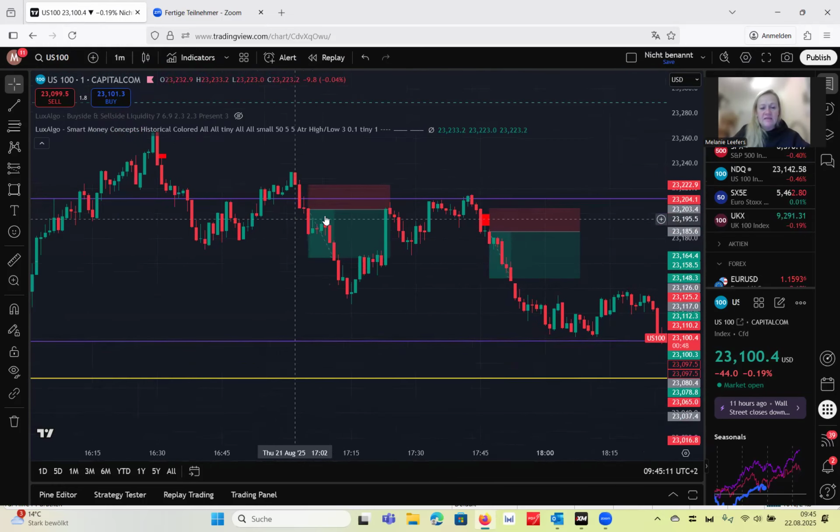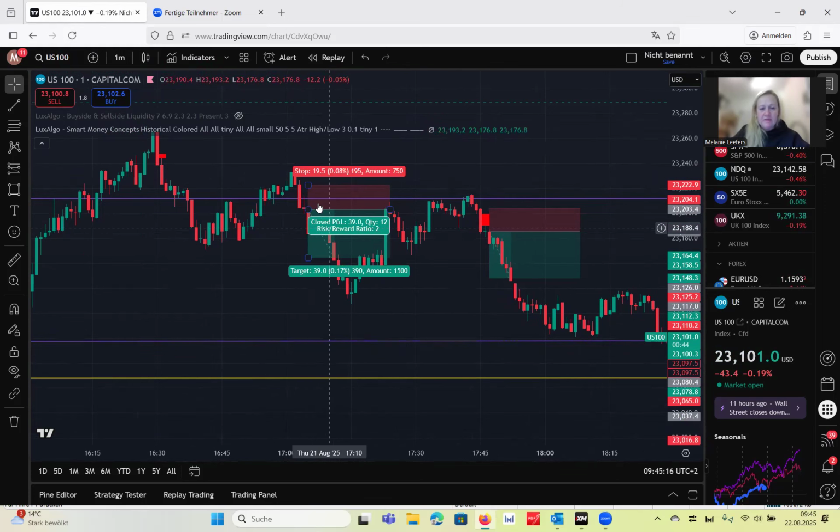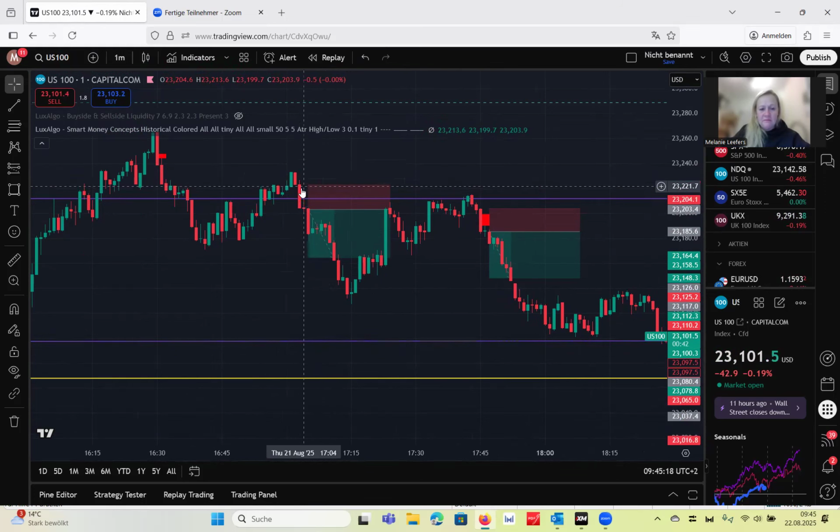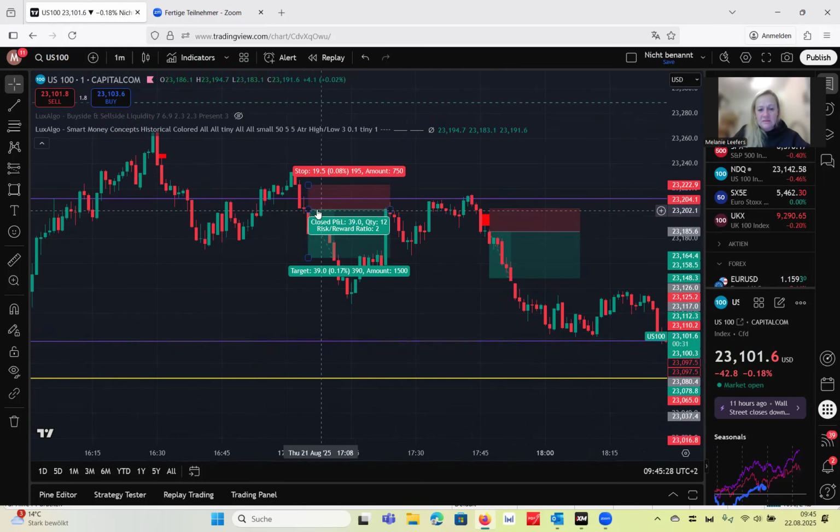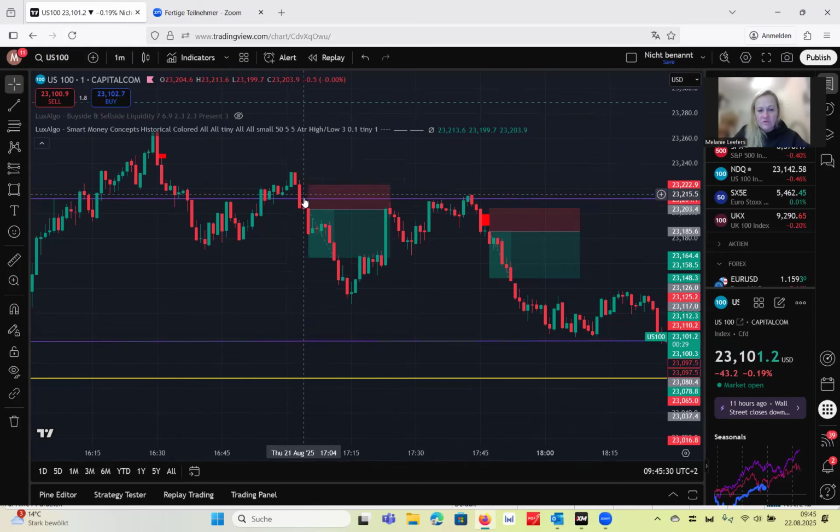Okay, so yesterday there was a bearish order block here, which was shown. So here was a fair value gap, a bearish fair value gap. You always have to wait for the next candle to close. You go in with the next candle, which confirmed the bearish fair value gap.